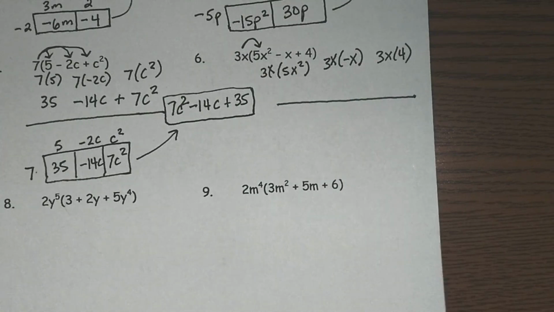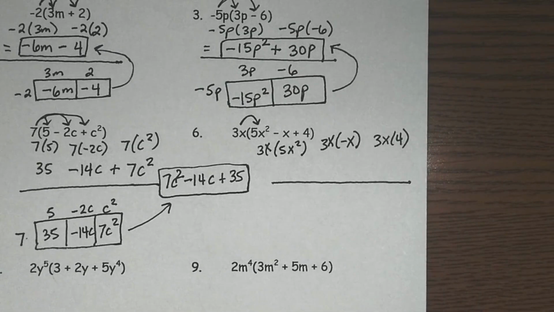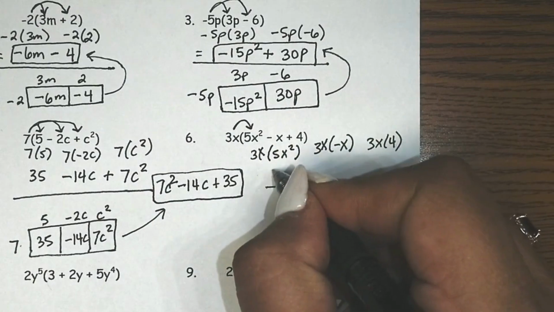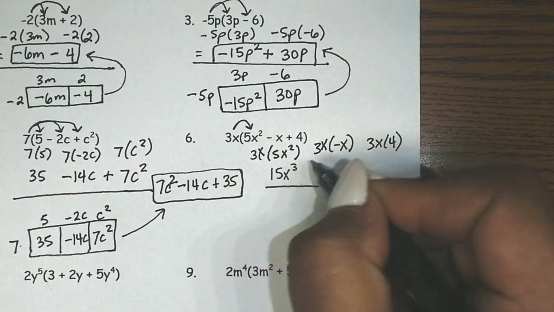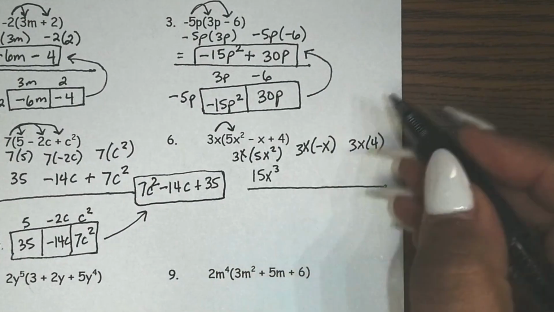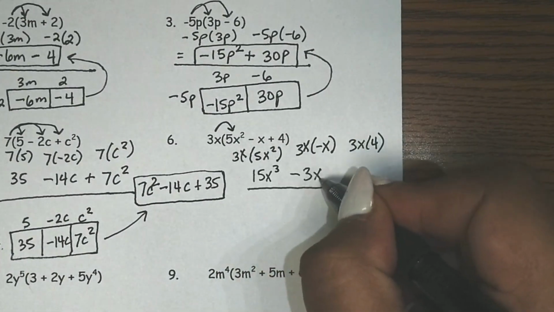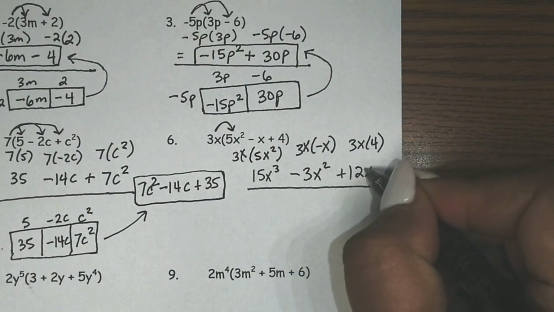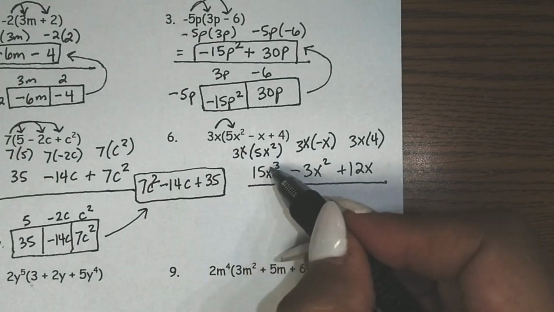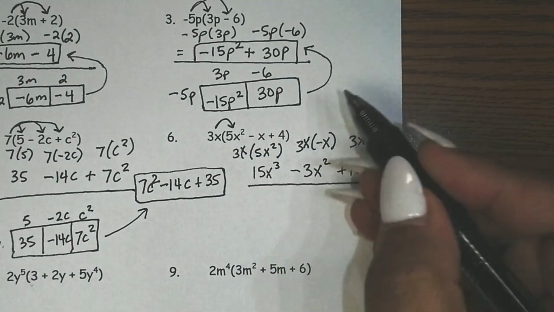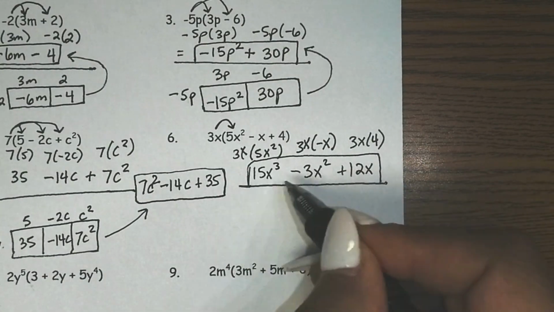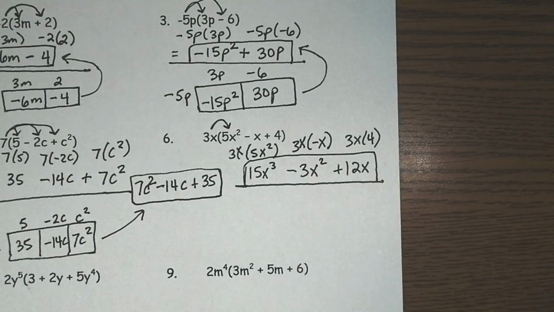Okay, so number 6. We got 3x times 5x squared, and you get 15x to the third power. We got 3x times negative x, you got negative 3x squared, and then you got 3x times 4, and that is plus 12x. 3, 2, 1, that is in order from highest exponent to lowest exponent, and that is what my end product looks like.